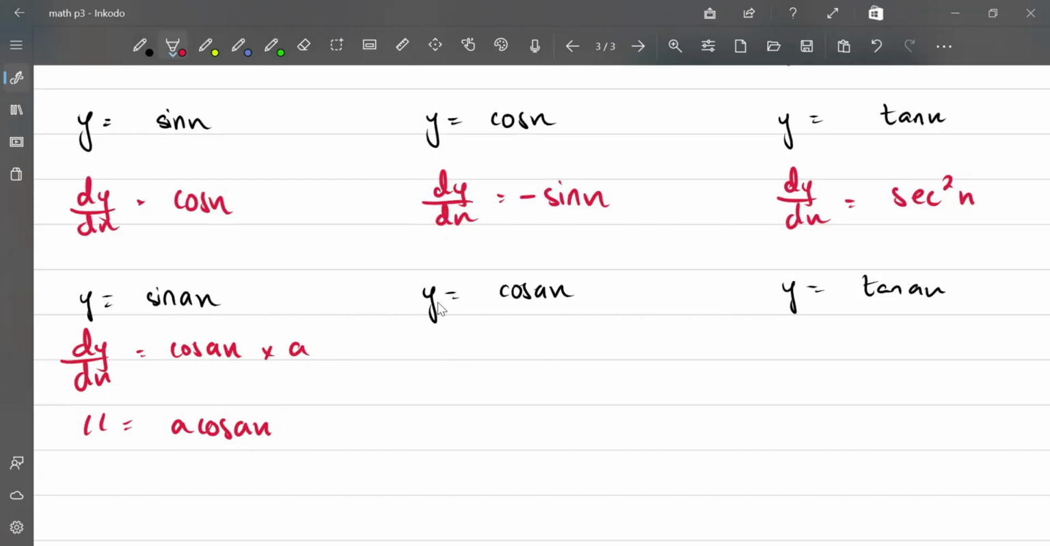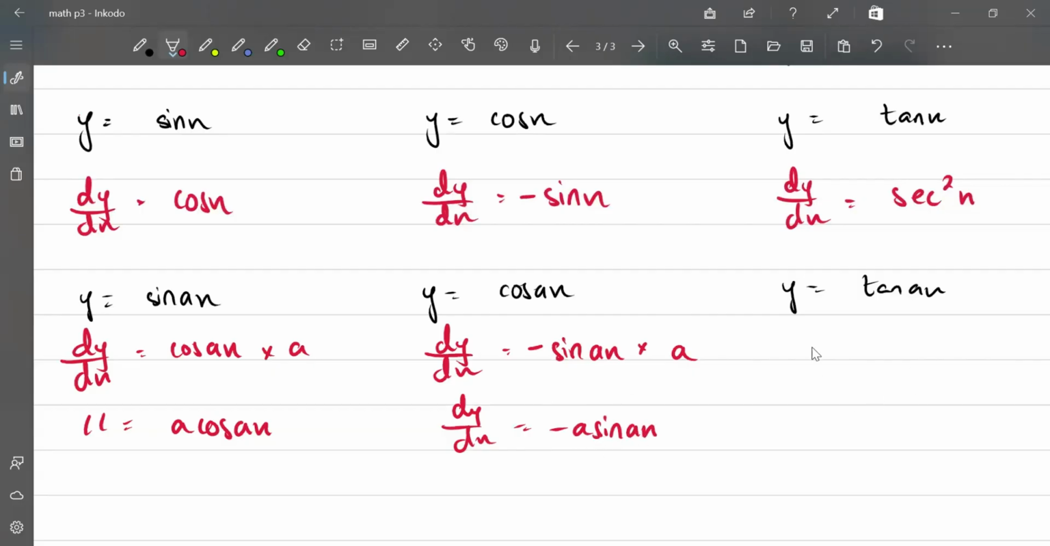Similarly, y is equal to cos ax. Differential is, as we learned, cos x has a differential negative sine x. So we are going to write negative sine ax into differential of this, which is a. So it's going to be negative a sine ax.